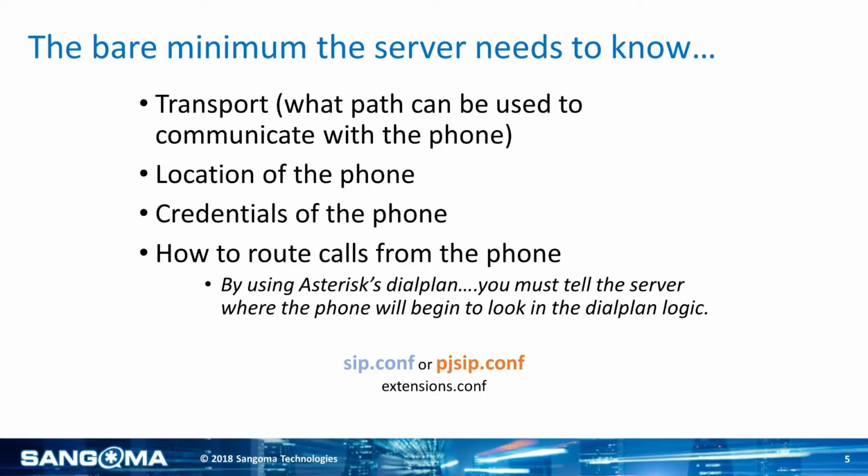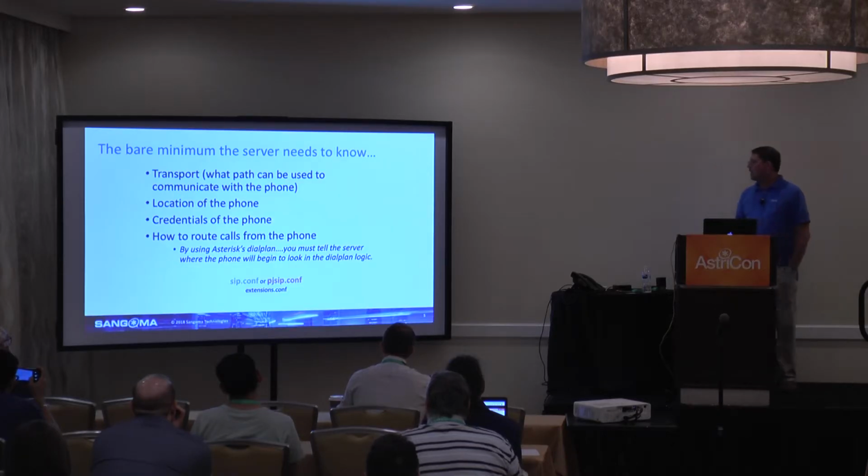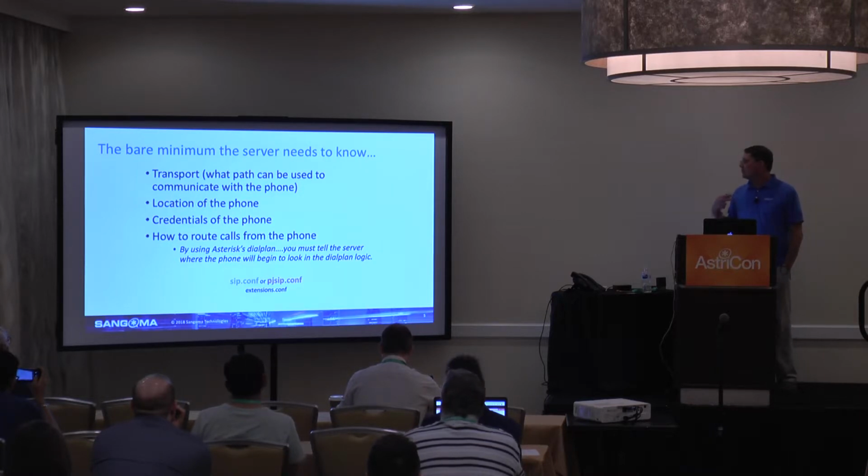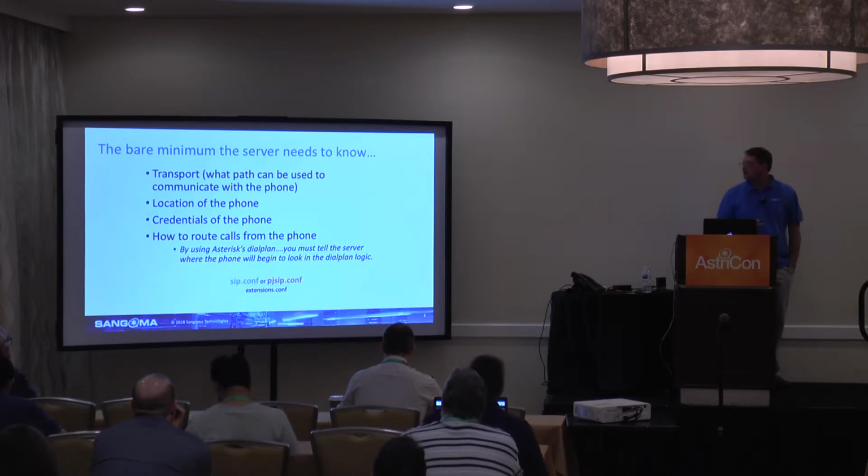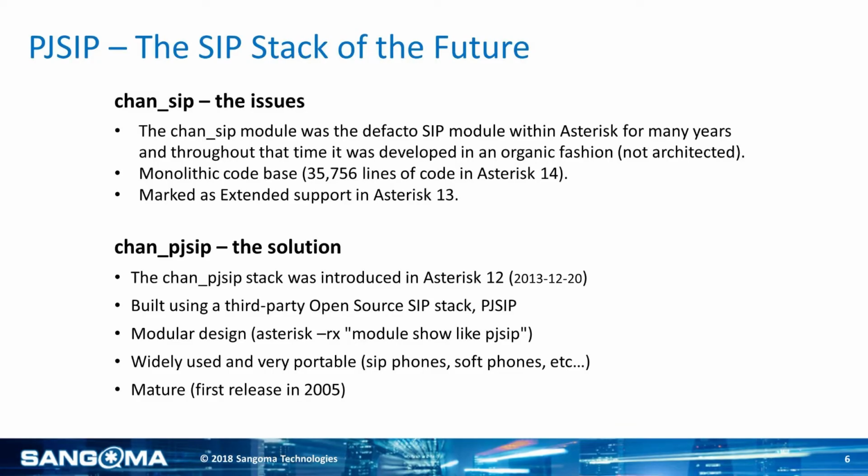So the bare minimum that Asterisk needs to know is the transport, location of the phone, credentials of the phone, how to route calls from the phone, and we're going to do that by using Asterisk Dialplan. You tell the server which context to look in for the extension that was dialed.